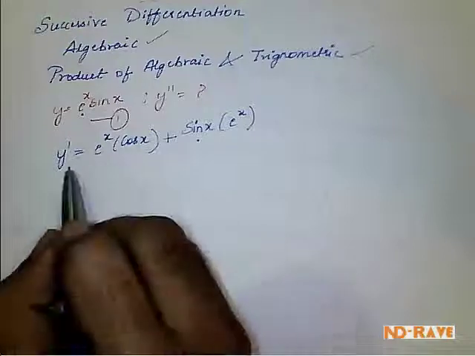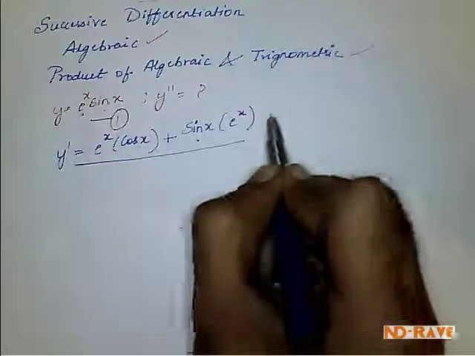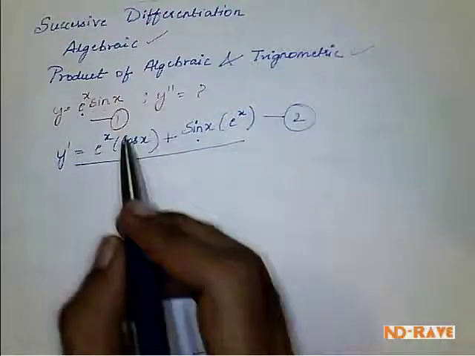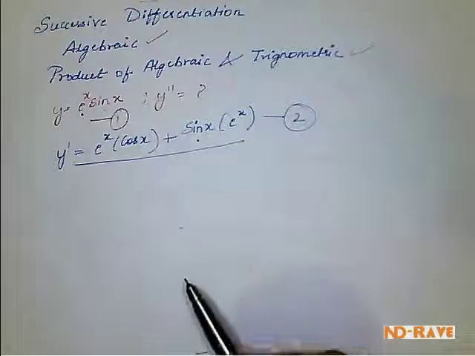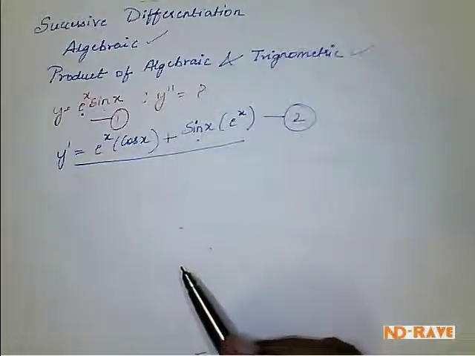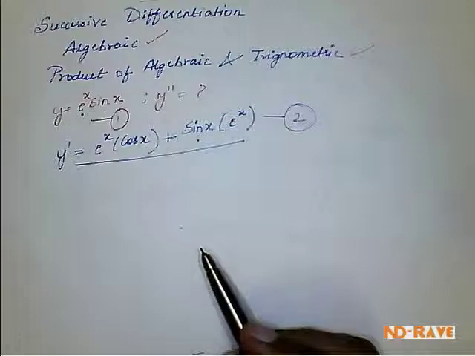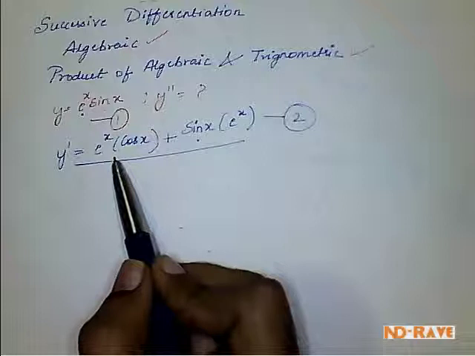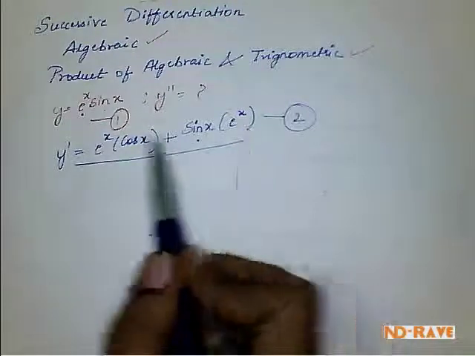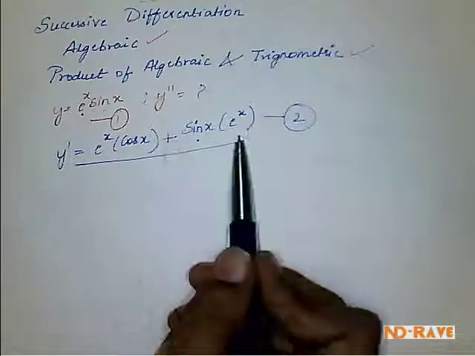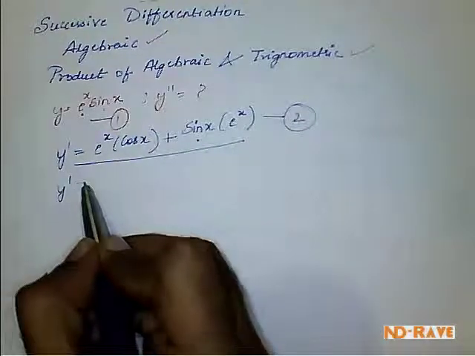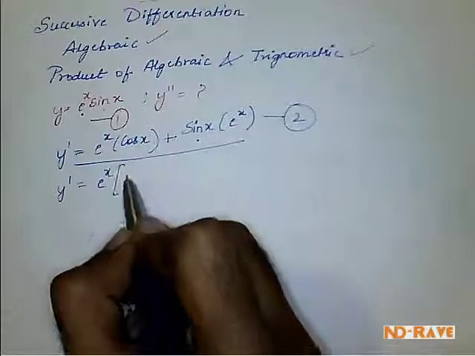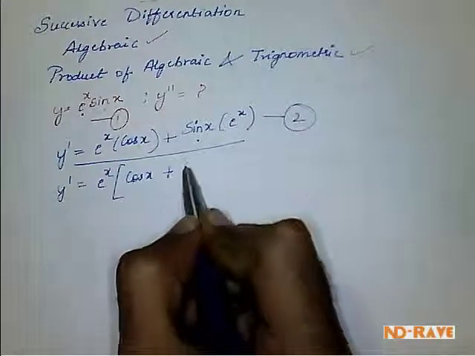Now you can see this particular equation, which I'll call equation 2, has to be differentiated once again with respect to x in order to get y double dash, that is nothing but d square y by dx square. If there are two methods by which it can be solved, I'll write equation 2, which is one form where it can be written. The other form is y dash is equal to e power x, where e power x is common to both terms, so e power x times cos x plus sin x.